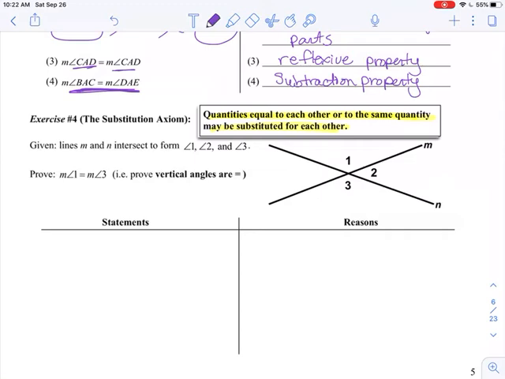So I have two lines that intersect, M and N, and they're forming angles 1, 2, and 3. Now I actually have angle 4, but I don't need it for part of the proof, so I left it out. Given: lines M and N intersect to form angles 1, 2, and 3. So that's basically my given. So I'm going to write lines M and N intersect and form angle 1, angle 2, and angle 3. Given.